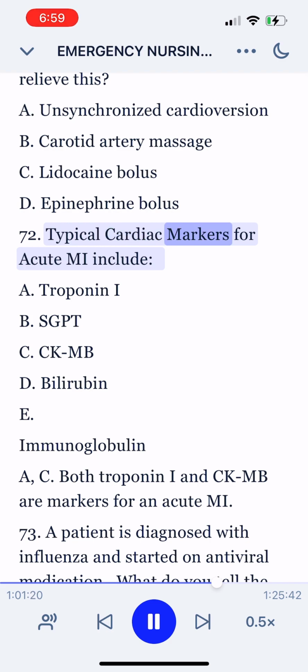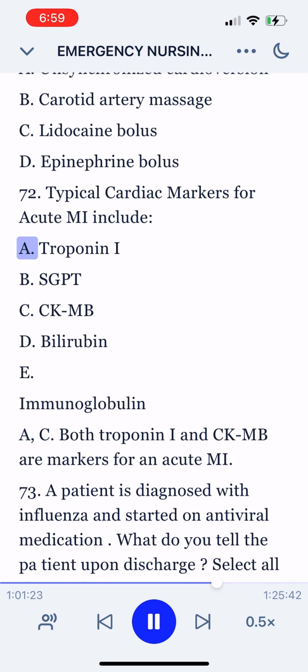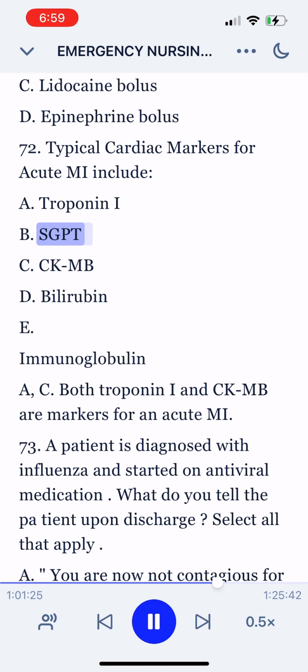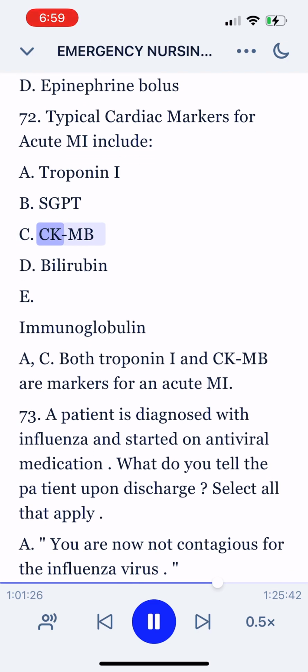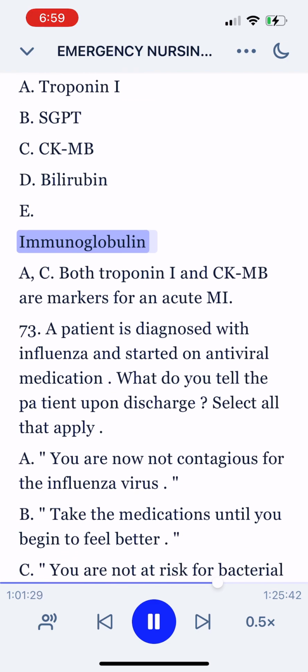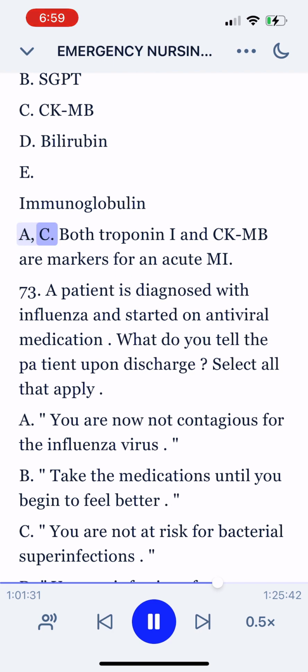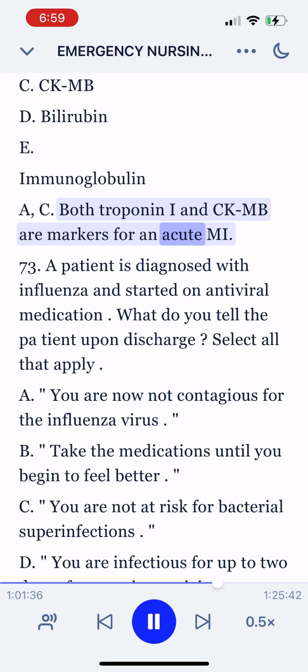72. Typical cardiac markers for acute MI include A. Troponin I. B. SGPT. C. CKMB. D. Bilirubin. E. Immunoglobulin. A, C. Both troponin I and CKMB are markers for an acute MI.